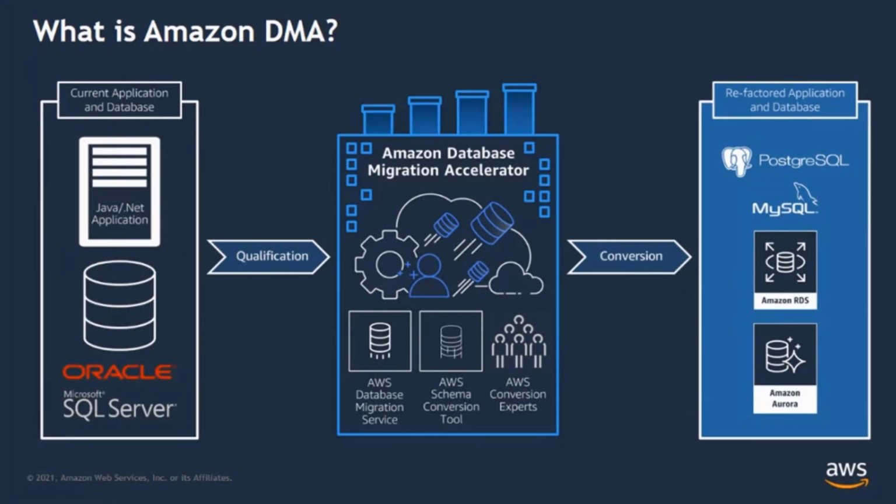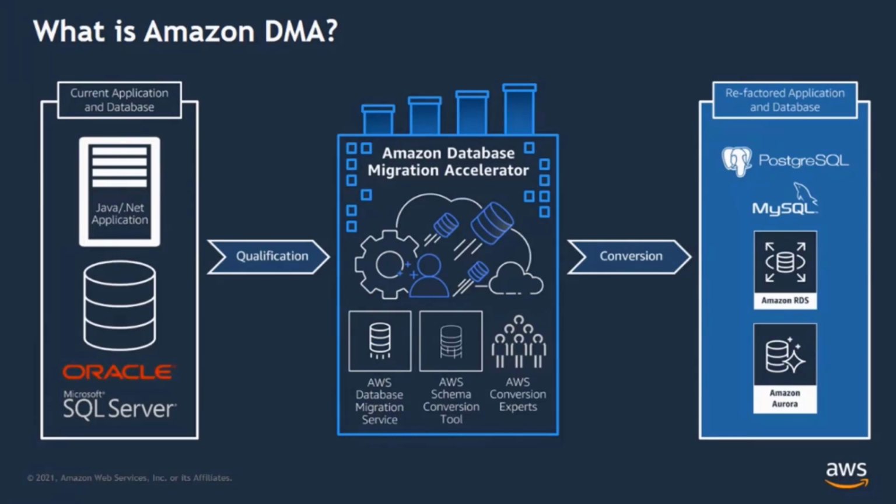What is Amazon DMA? DMA, which stands for Database Migration Accelerator, we convert customers' on-premise workloads to the cloud, to AWS. Here in the picture, you see on the left-hand side the source servers such as Oracle or Microsoft SQL Server, and an application which is a Java and .NET application. Combined, these two things we call a workload. And the accelerator converts both the database and the application, and the final output is either a Postgres or MySQL server or Amazon Aurora and a refactored application.